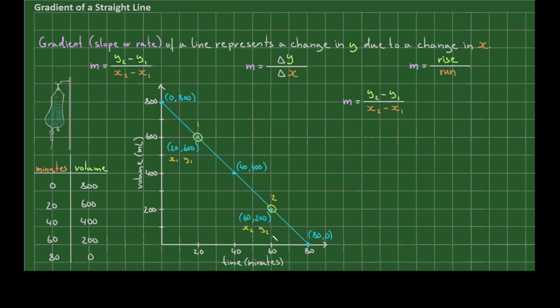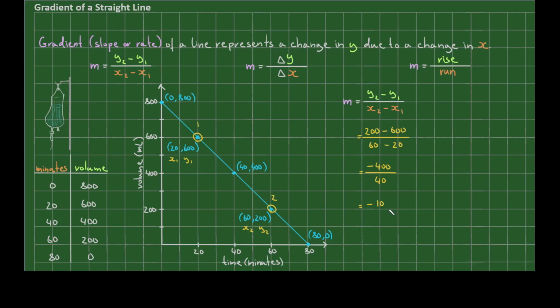I can now substitute into my formula. And so I will have 200 minus 600, all of that divided by 60 minus 20. 200 minus 600 will give me negative 400, and 60 minus 20 will give me 40. Negative 400 divided by 40 will give me negative 10. I expected a negative gradient, and I have ended up with a negative gradient. It happens to be minus 10 milliliters per minute. This means that the bag of saline is losing 10 milliliters every minute.